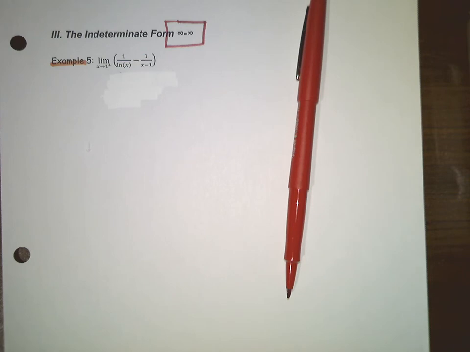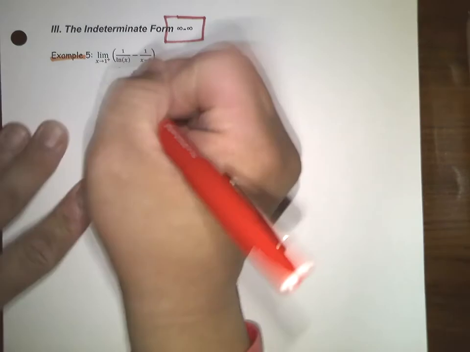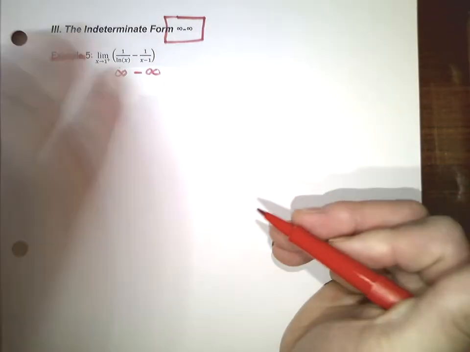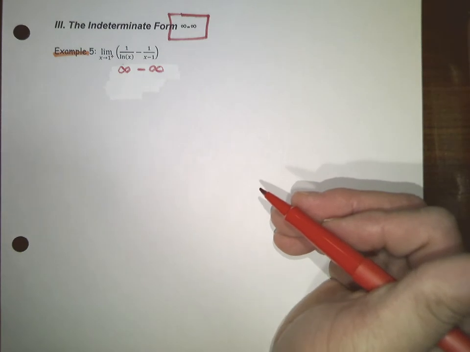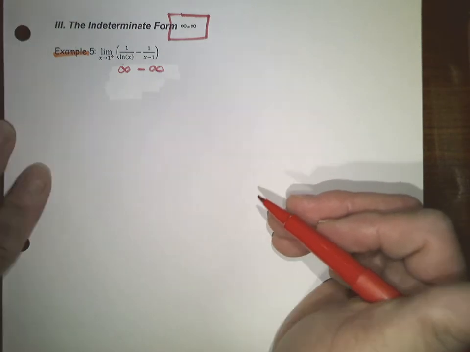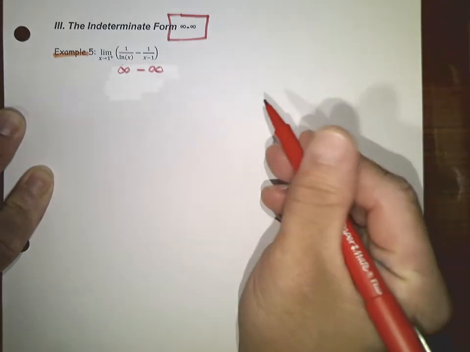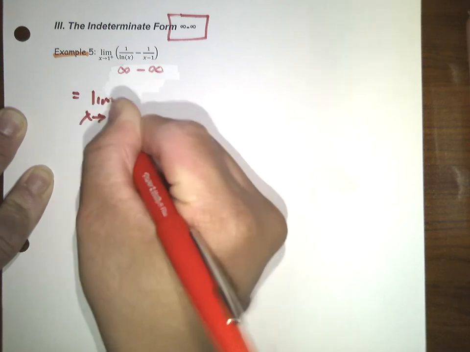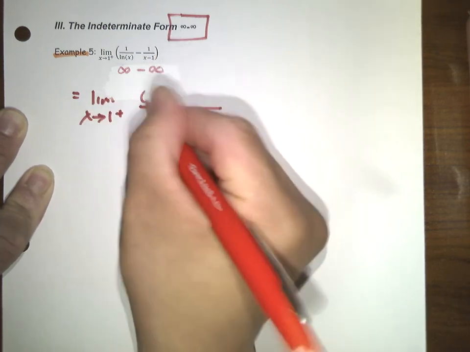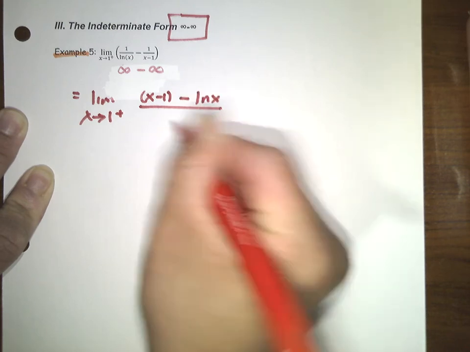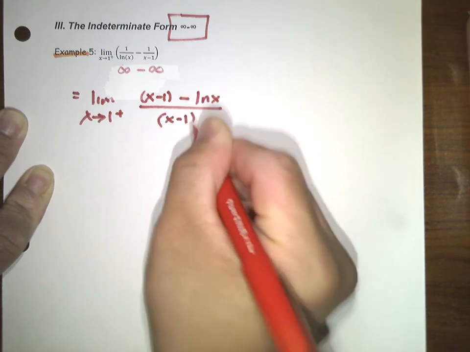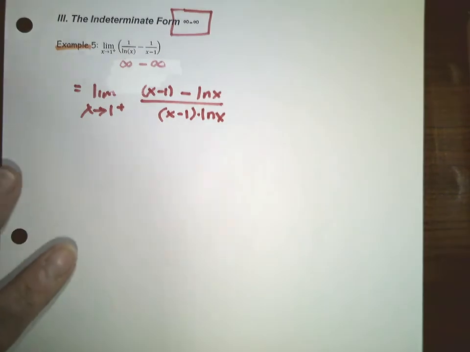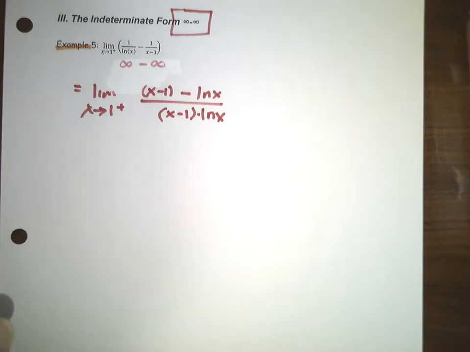All right. So just try to remember that as x is approaching 1 from the right, this will be infinity minus infinity. So I don't want that. So what am I going to need to do? All right, why don't I find the common denominator here? So if I find the common denominator, it will be the limit as x approaches 1 from the right of x minus 1 minus natural log of x, all over x minus 1 times the natural log of x. All I really did here was find the common denominator.